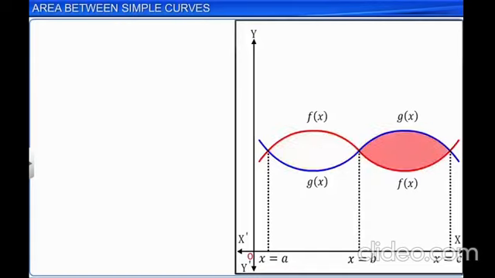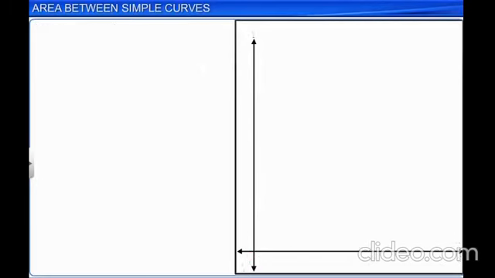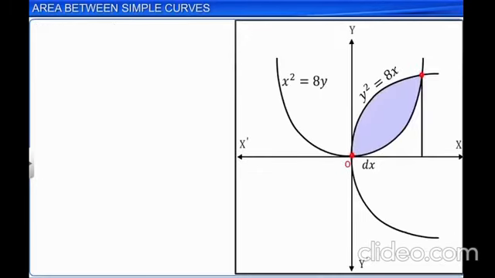To understand the discussion so far, let's consider an example. Suppose we have the curves f of x represented by y square is equal to 8x and g of x represented by x square is equal to 8y. Let's find the area enclosed between them. Solve equation 1 and 2 to get the points of intersection of the curves. This will help us to identify the limits while performing the integration.